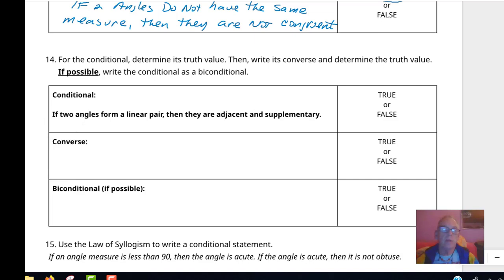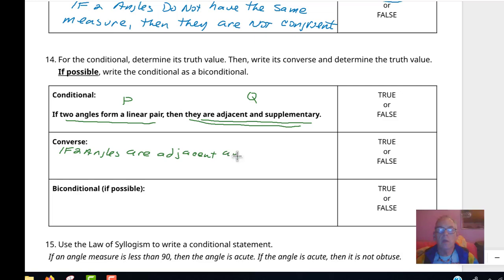Now the P part of this: two angles form a linear pair. The Q part of this: they are adjacent and supplementary. The converse swaps the Q's and the P's. So if two angles are adjacent and supplementary, then they form a linear pair.